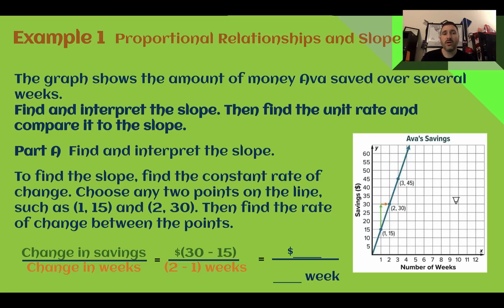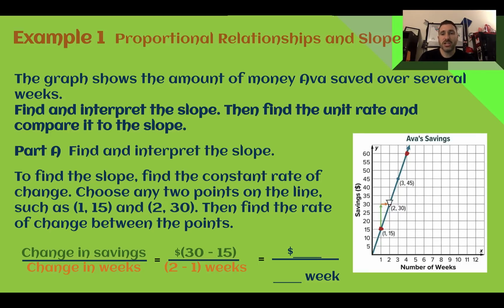So to find the slope, we need to find the rate of change. We're going to choose any points on the line, such as here they're telling us (1, 15), which is right here, and (2, 30). We could have also chosen (3, 45), or there would be another point up here that's easy to figure out at (4, 60).